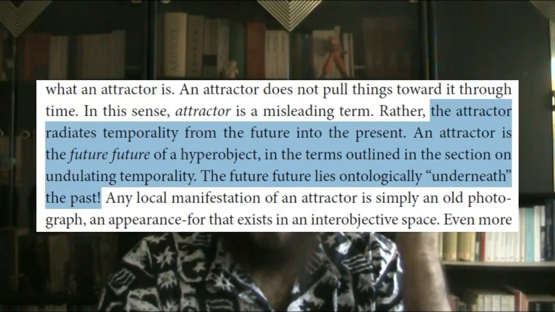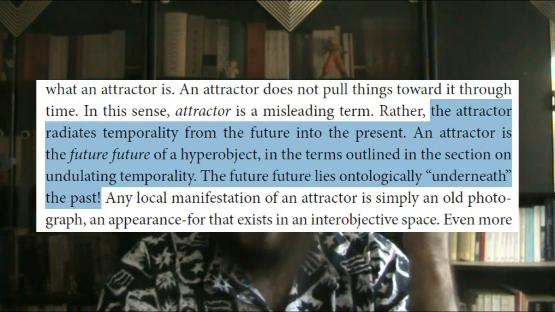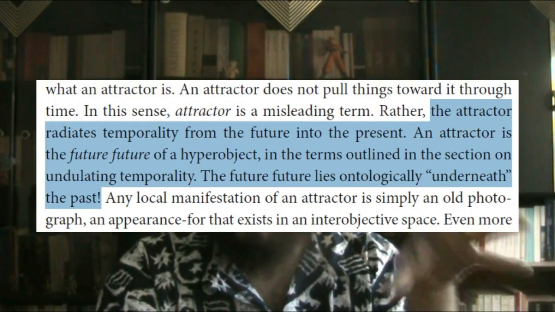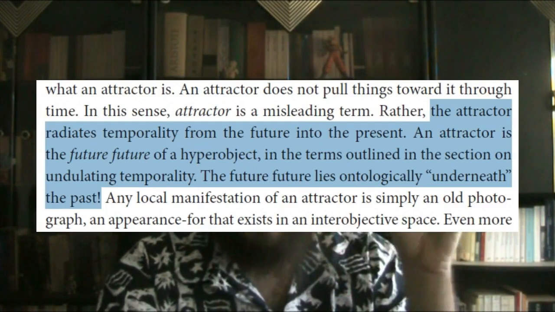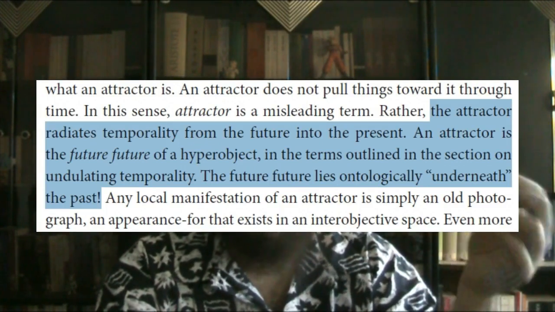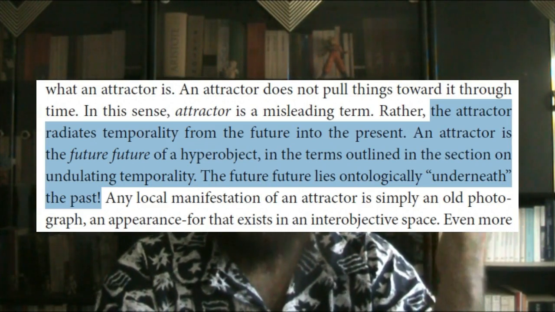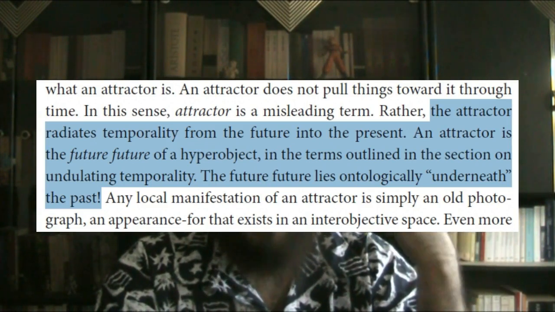And so what we see, the material manifestation of that future essence, is actually coming from the future. Your essence, or to quote Morton, the attractor radiates temporality from the future into the present. An attractor is the future of hyperobjects. The future lies ontologically underneath the past.